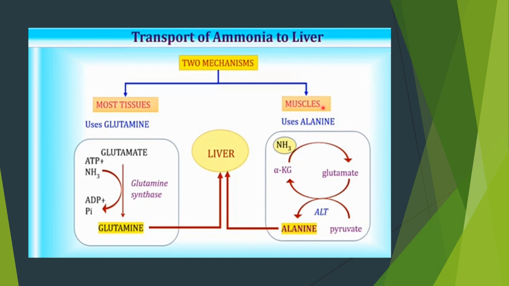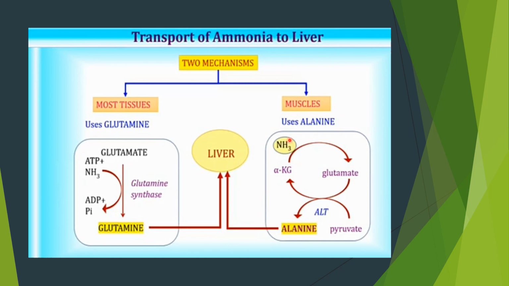But muscle cells form alanine. How is it formed? It is formed with the help of transamination reactions. In the muscles, the amino group from amino acids is collected in glutamate. Then the glutamate transfers its amino group to pyruvate and forms alanine with the help of alanine transaminase.